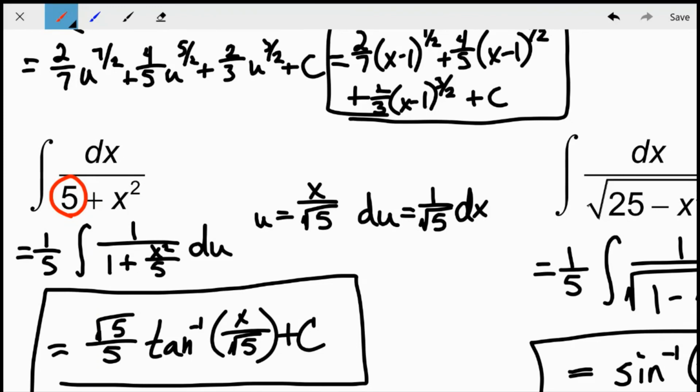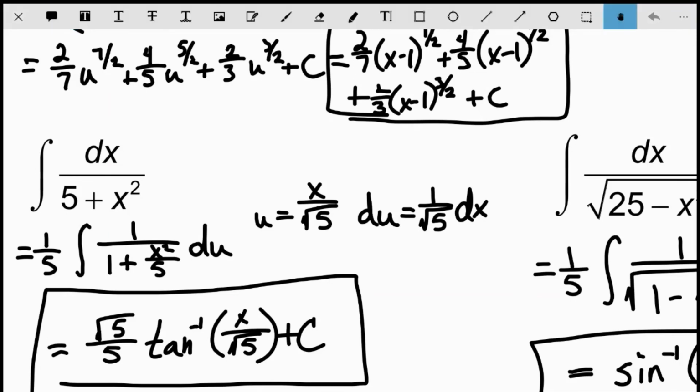It becomes pretty apparent. So what I did was I factored a 5 out of the denominator, and I rewrote this as 1 over 1 plus x squared over 5. So if you think about this, this right here is essentially my u squared if I'm going to do an inverse tangent. So that means my u has to be x over root 5. My du is 1 over root 5 dx. So I've got to do a little bit of work there, but that's the main idea. And you can see in the end, my answer is root 5 over 5 inverse tangent of x over root 5 plus c.